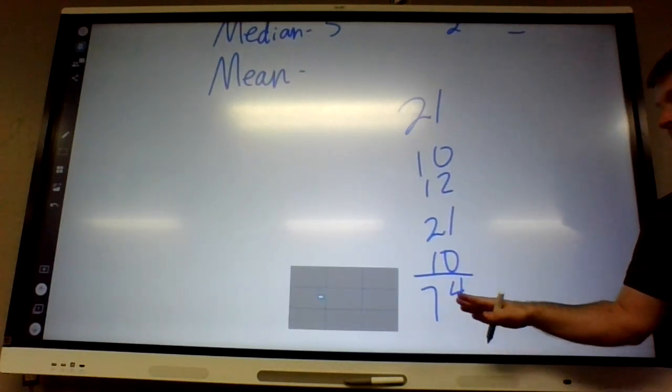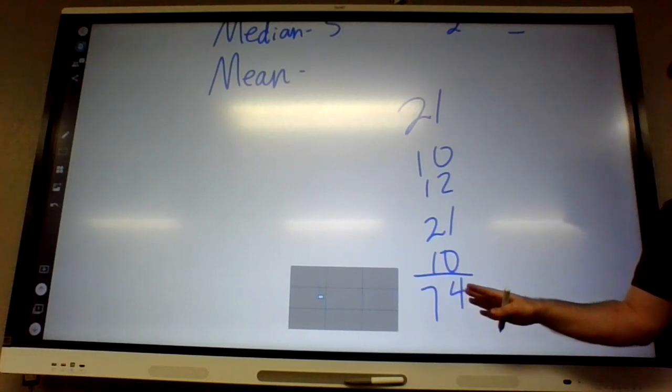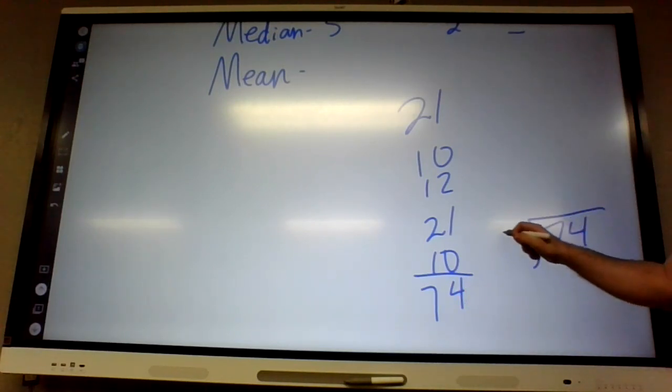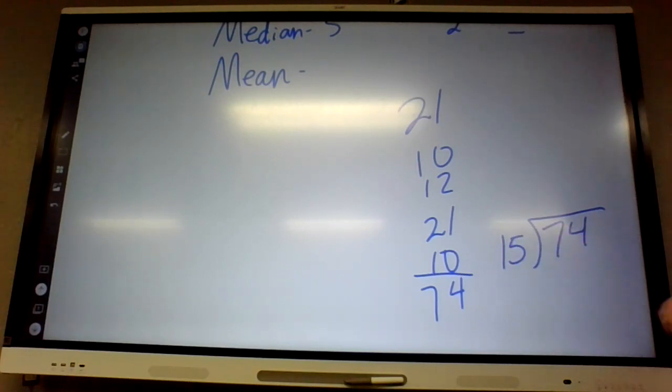Okay, these are all the goals added together. How many games were there? 15, when we added the frequency side. So you do 74, all the goals, divided by 15 games, and that would give you the mean.